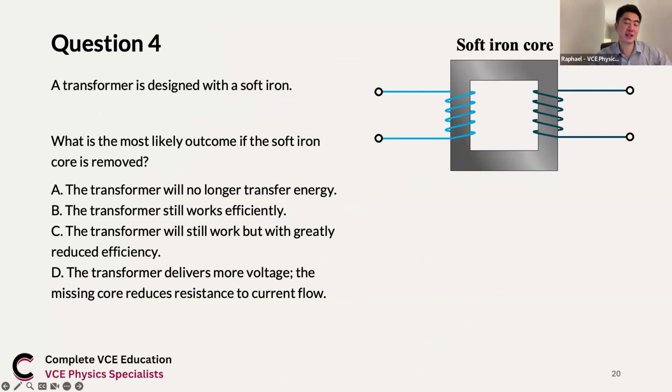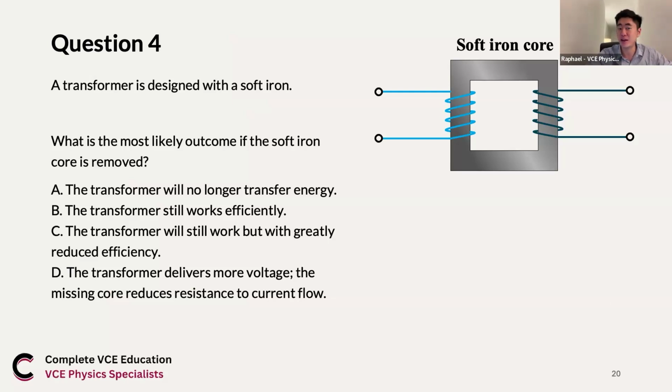Cool. So this is the last multiple choice question. Question 4. A transformer is designed with a soft iron core. So you can see that here. It's very classically represented in any transformer. We haven't studied as much about what it's for, so I think this question really tests you on that. What is the most likely outcome if the soft iron core is removed?